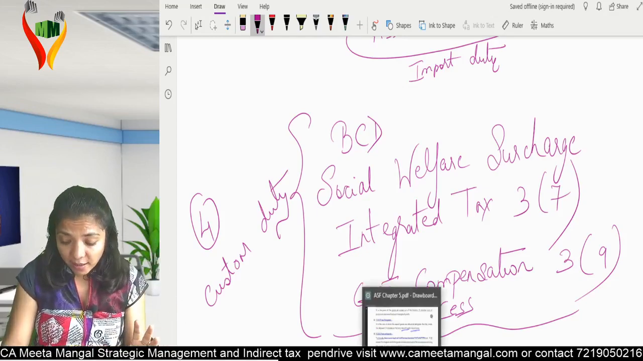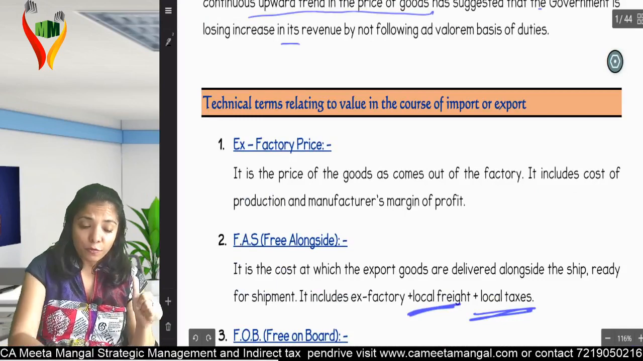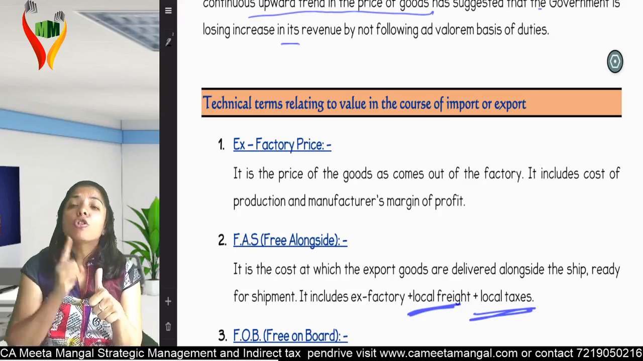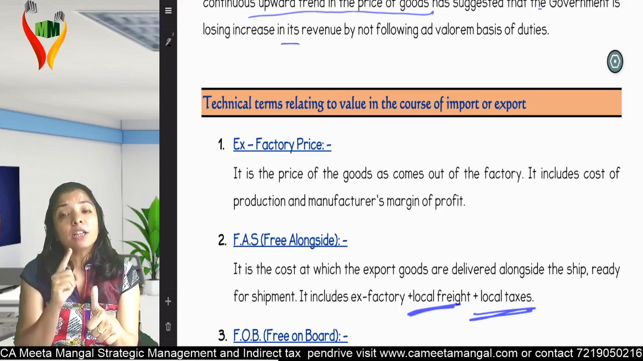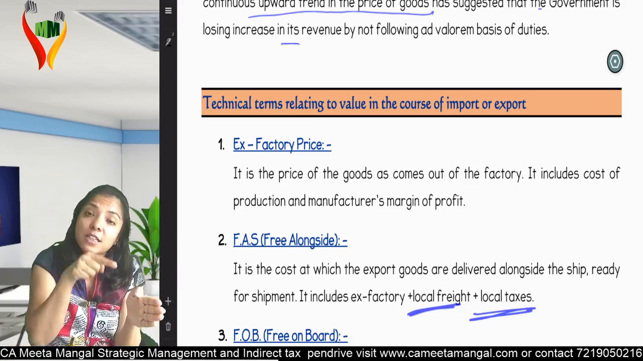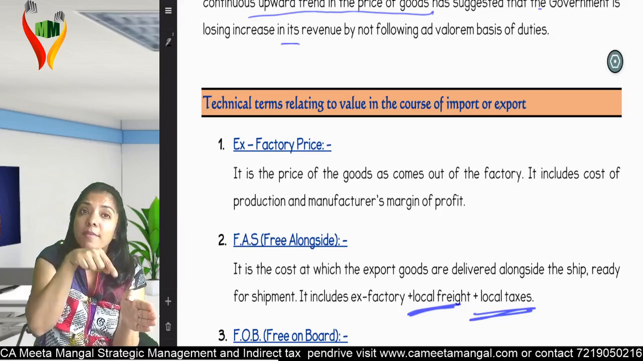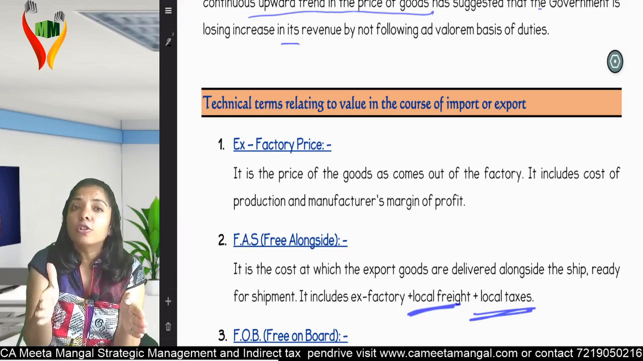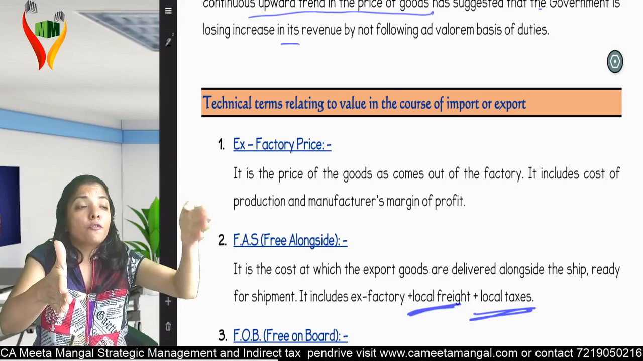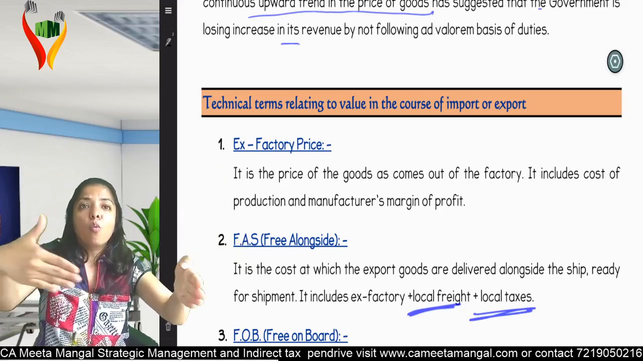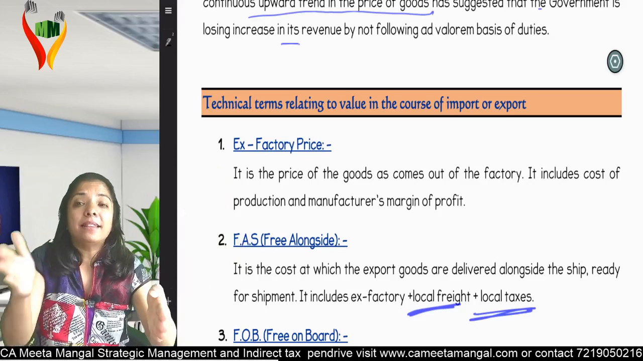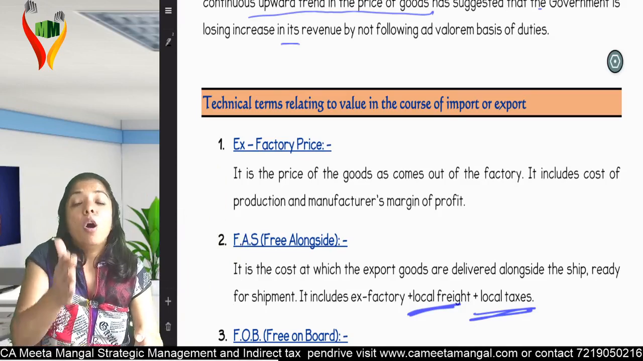So what have we studied till now? We have studied four important terms. One is ex-factory price. What is ex-factory price? Ex-factory price means cost of production plus profit margin of the exporter. That means the value at the exporter's factory gate. Then from his factory, he needs to bring the goods to the US port. Whatever expense is incurred from his factory to the US port, he'll add to the ex-factory price, and by that he'll get the FAS value.